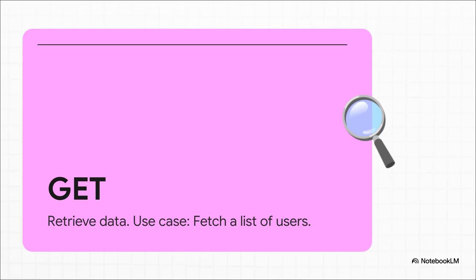First up is get. This is by far the most common verb on the web. Every time you load a web page or look at a friend's profile, you're sending a get request. It's like walking into a library and just asking for a specific book. You're not changing anything, you're not adding anything, you're just retrieving information that's already sitting there.